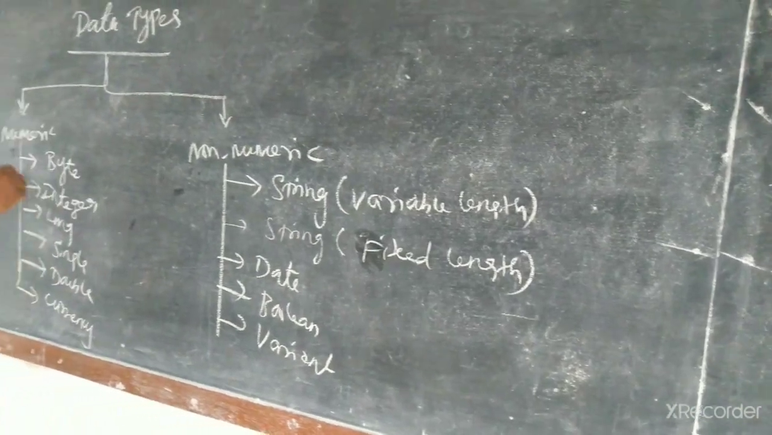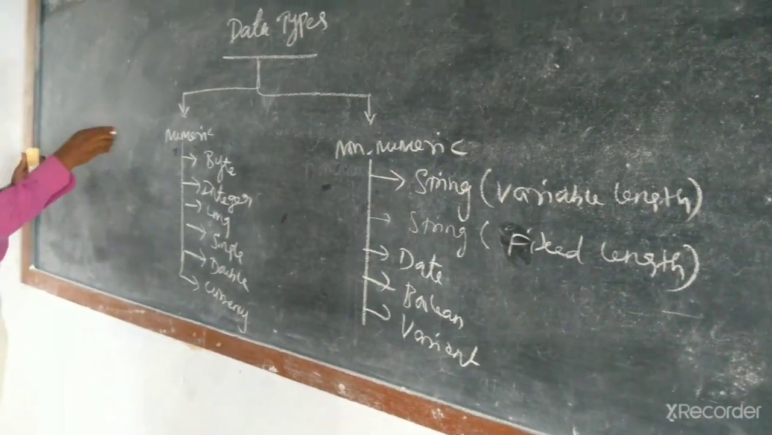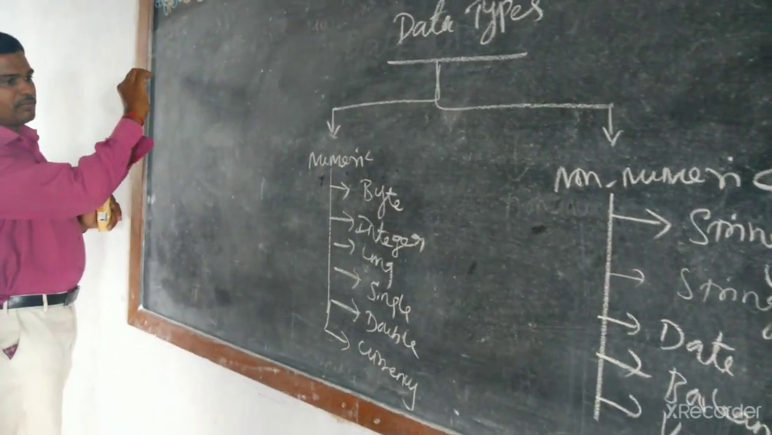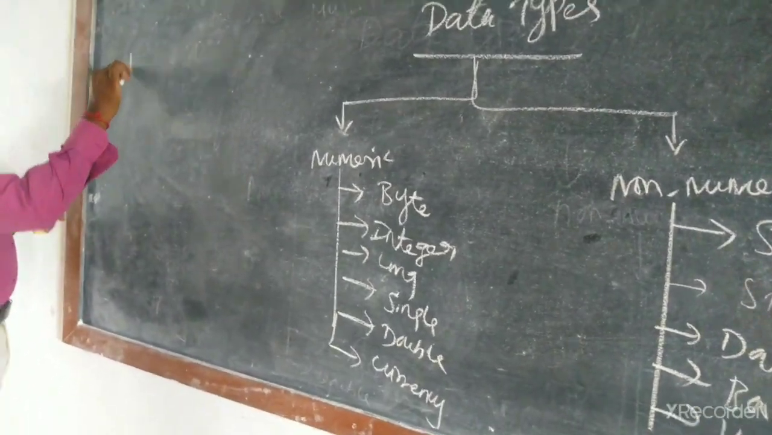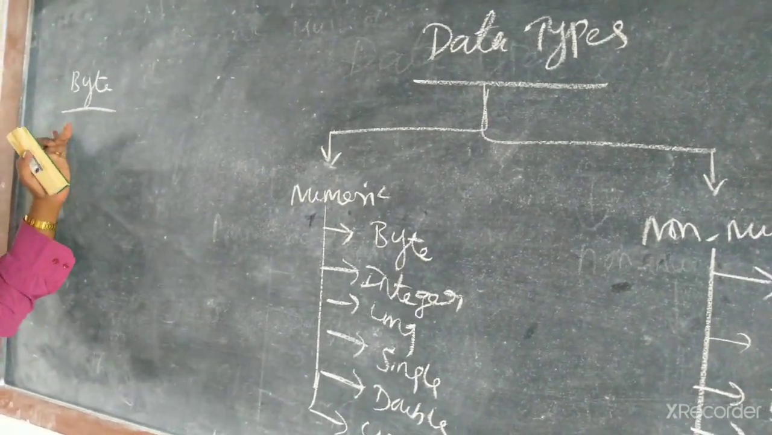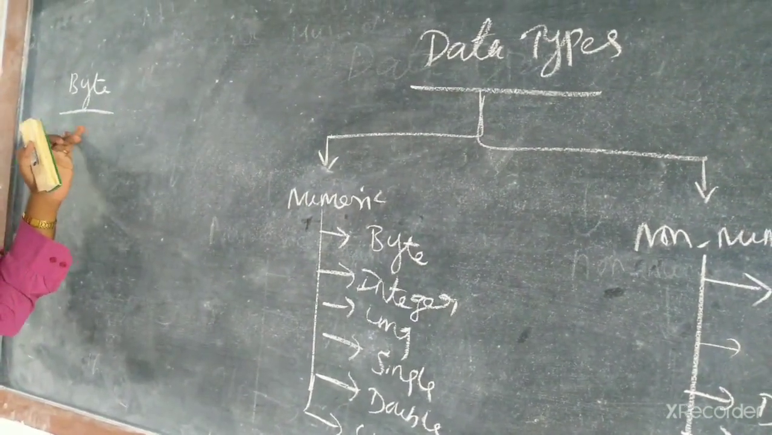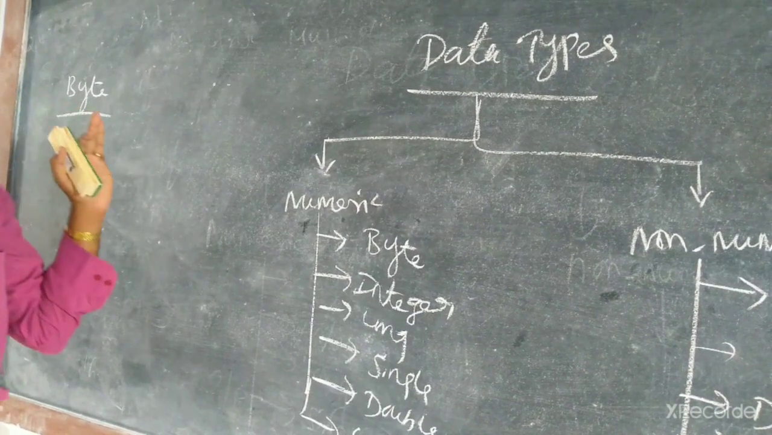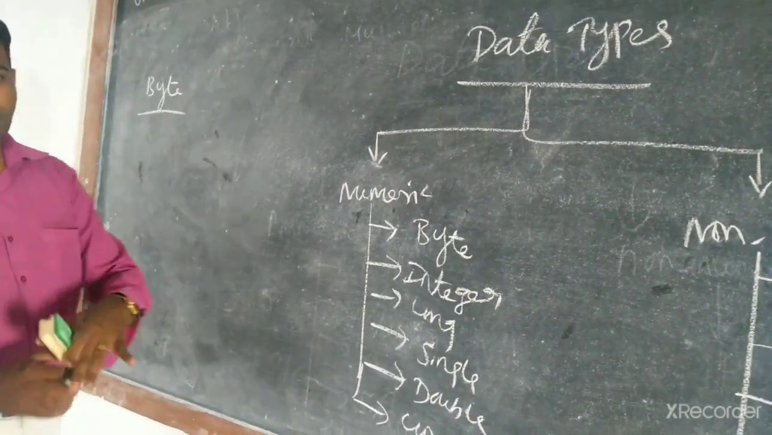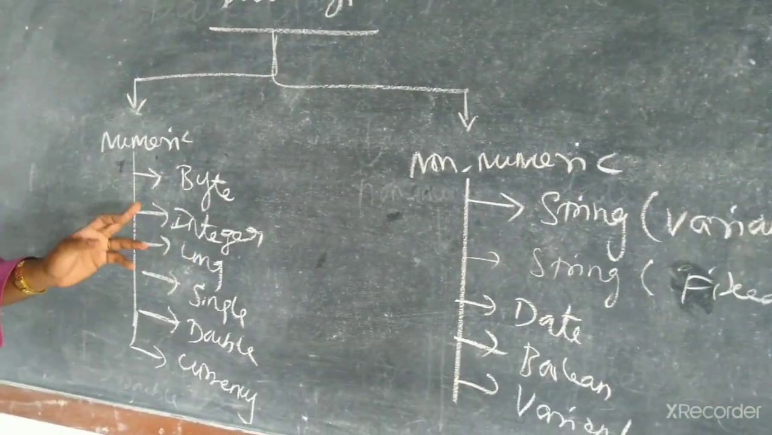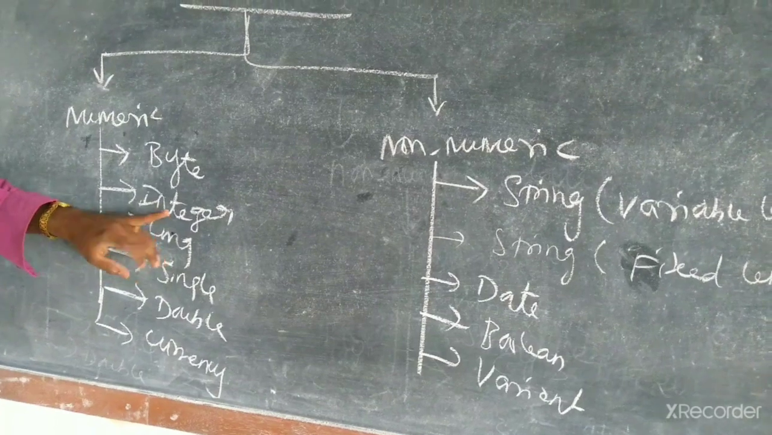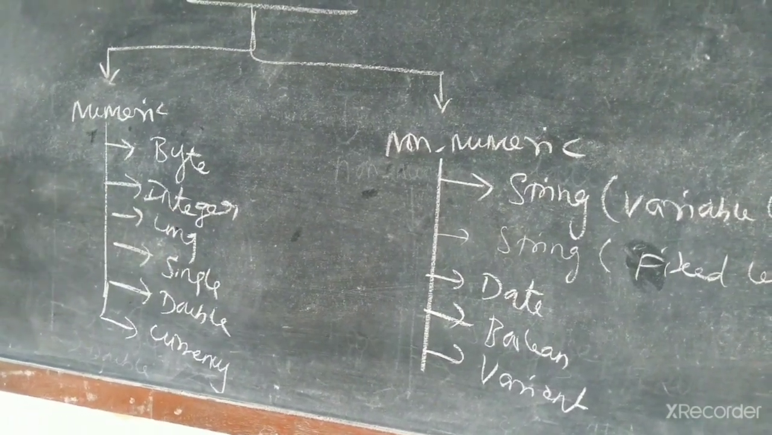Next, byte. The byte data type is a numeric data type, also for integer values. This data type stores 1 byte, that is 8 bits. Then next, integer. Integer data is called non-fractional value. The storage is 2 bytes, that is 16 bits.